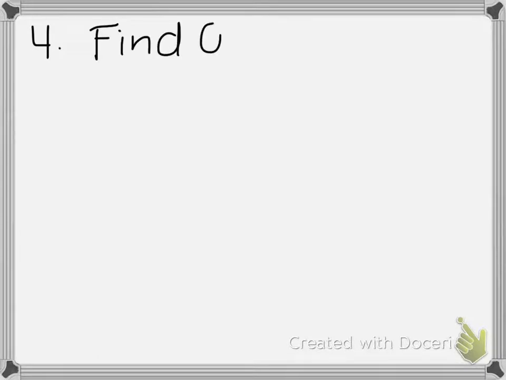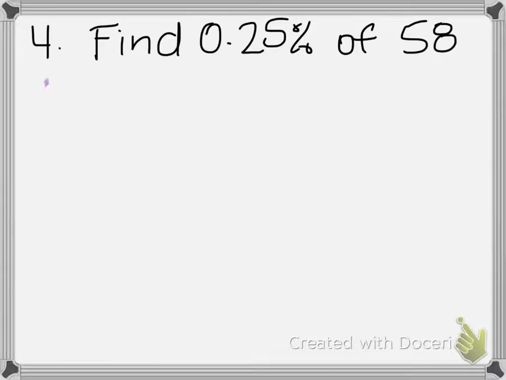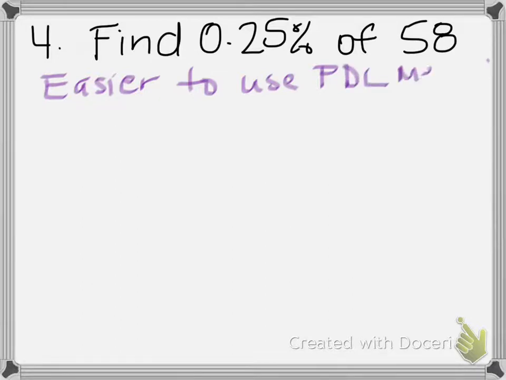Number 4 says to find 0.25% of 58. So the first thing that you want to do is change that percent. It's easier to use PDL, which is percent to decimal left method. So for these, for the numbers less than 1%, like the 0.25%, it's easier for you to use the percent to decimal left method. So we're going to do that now.